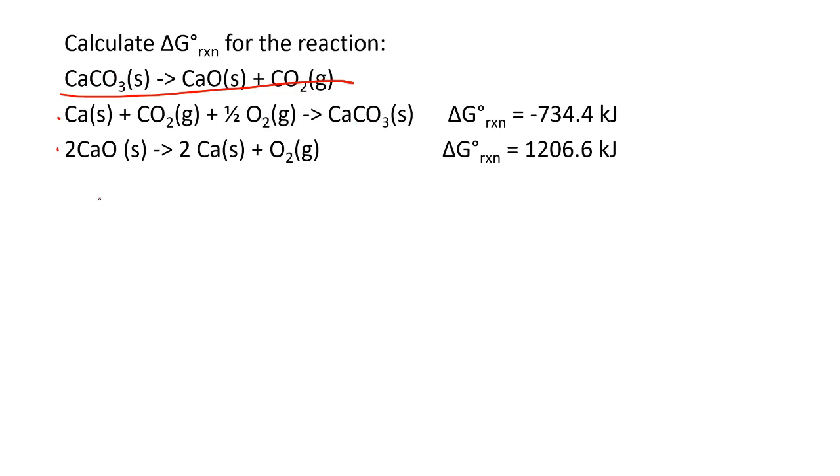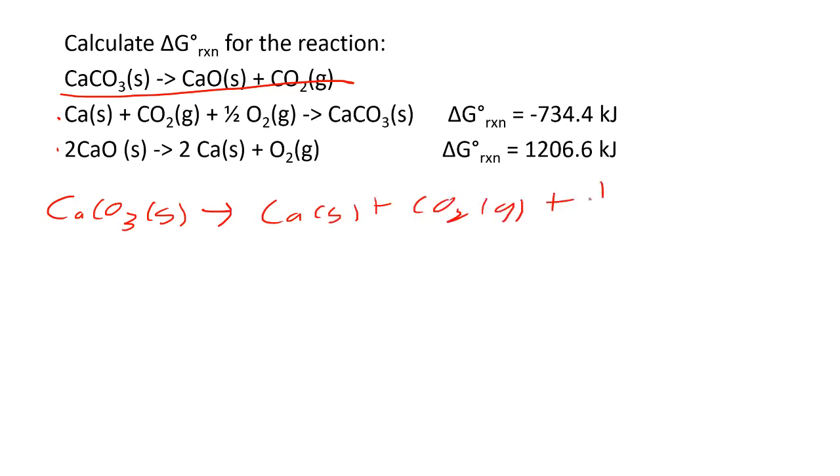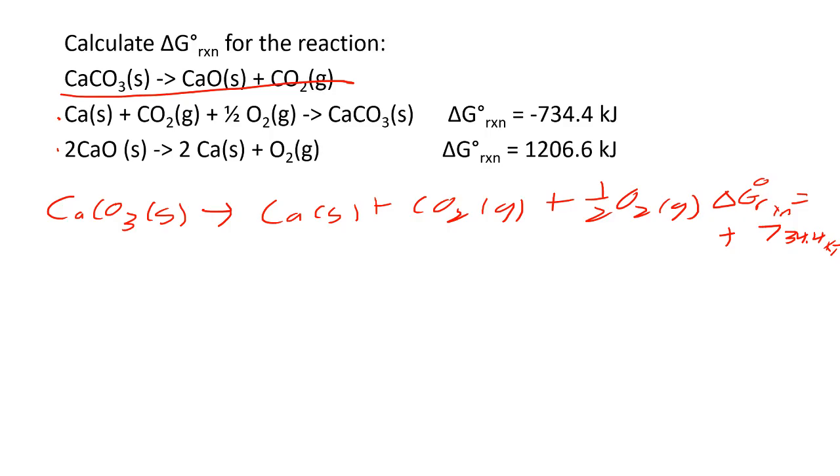So I need to reverse my first reaction. Instead of the one I have, I want to write that calcium carbonate solid goes to my calcium solid plus carbon dioxide gas plus half an oxygen. And when I flip it, that also flips the sign of my delta G reaction, remember? And it's going to be equal to positive 734.4 kilojoules.